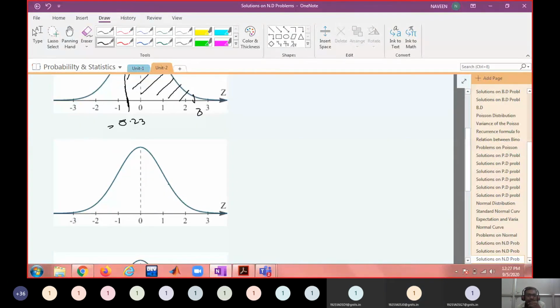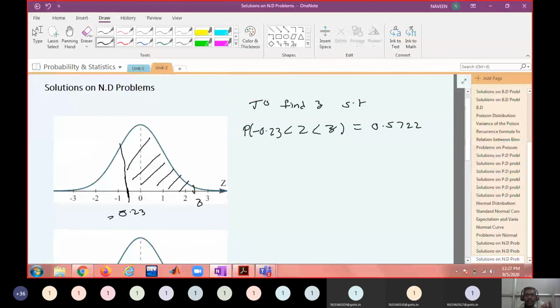If you have two negative z values, the area between those two negative z values will be less than 0.5. But here the area is more than 0.5. Definitely, whatever z you are going to find will be positive. From this data you can understand. Okay, so how do you split this, sir?